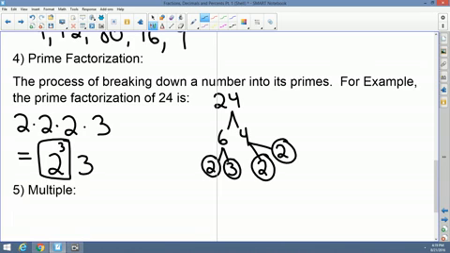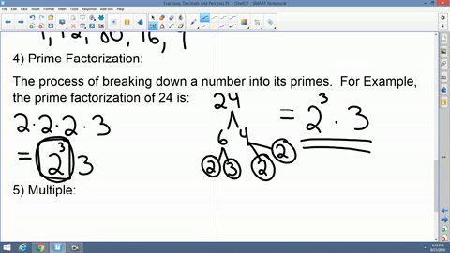Okay? We will have a whole lesson on exponents, but briefly, exponents describe repeated multiplication. So 2 times 2 times 2, you multiplied 2 times itself 3 times. That's why I wrote 2 to the 3rd power. So the prime factorization, again, of 24 would be 2 to the 3rd power times 3. And that's it. Please do not multiply those.